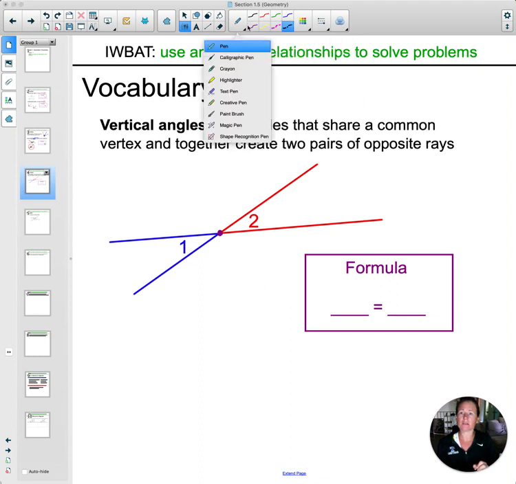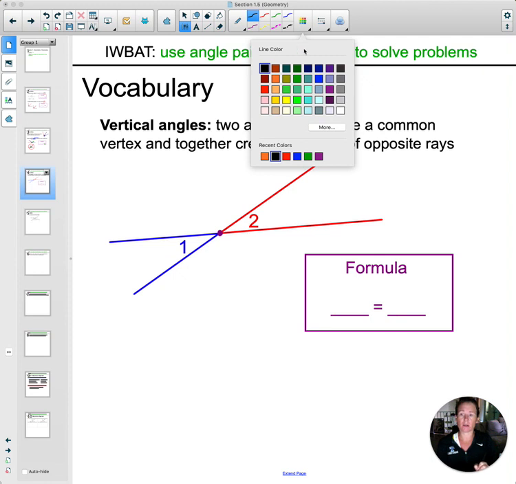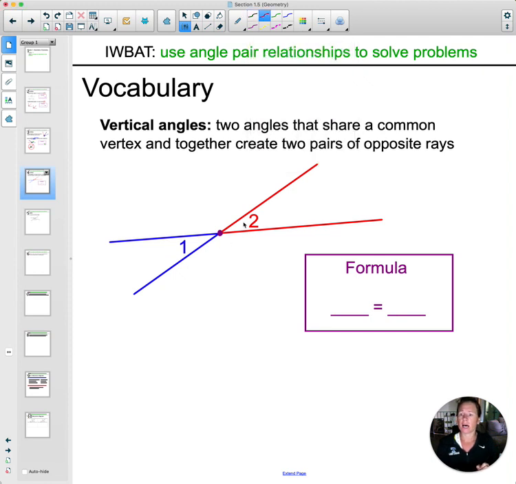Now vertical angles are equal to one another. Okay, so this angle here is actually the identical measure as this angle here. So angle 1 and angle 2 are equal to each other. So piece equals piece. So if this is 30 degrees, then so is this. So they are exactly equal to one another. Vertical angles are across from each other, so you'll see them across from each other.